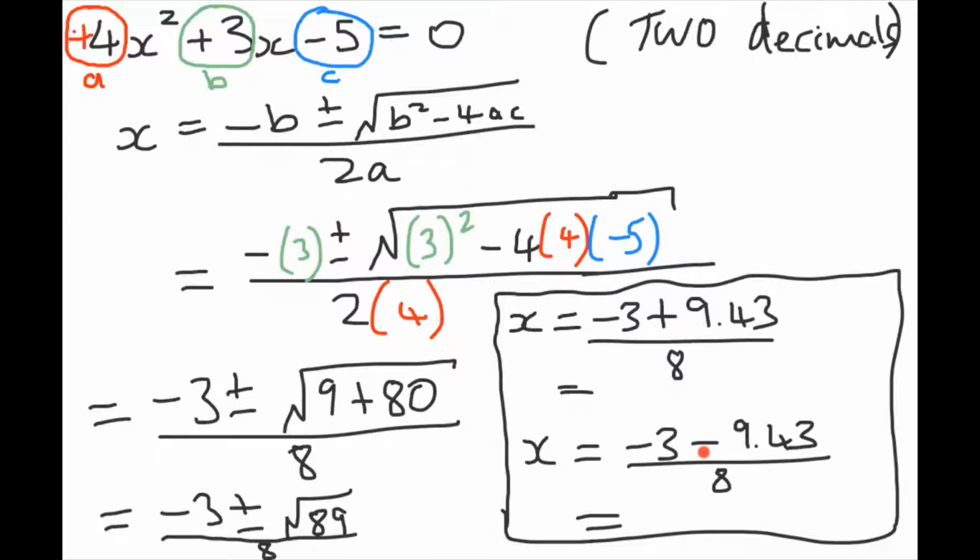That gives you 0.8. It's going to put it in blue. So that's 0.8. And then the second answer is minus 3 minus 9.43 divided by 8. That is negative 1.55. So there you have the two answers. So you can put the 0 here. You don't need to put the 0 here, but just for completeness, because they've asked for 2 decimals, just put it there.